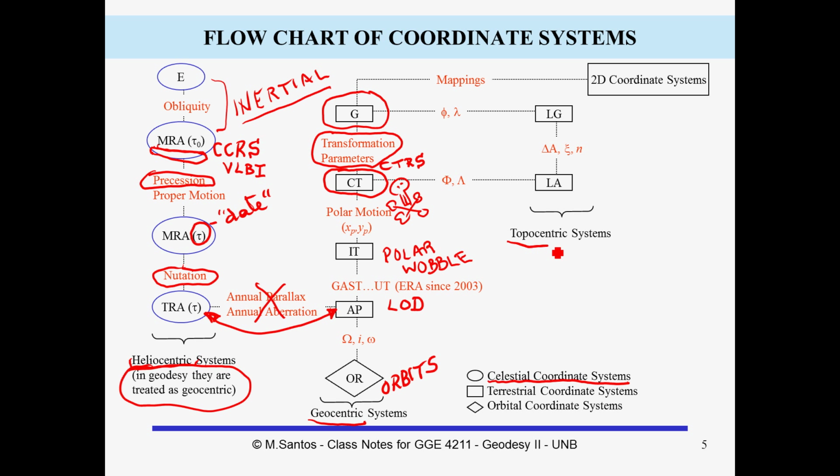Now we have the topocentric systems. Topocentric means the origin is at the topos. Topos means the observation point, so that is the topography, or on the Earth's surface. Local astronomical system, which is very important. We're going to see why. And the local geodetic system. Now there is a connection for the mapping coordinate systems through the geodetic coordinate system.